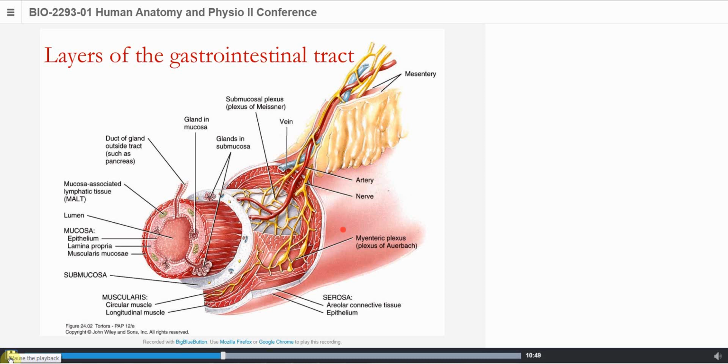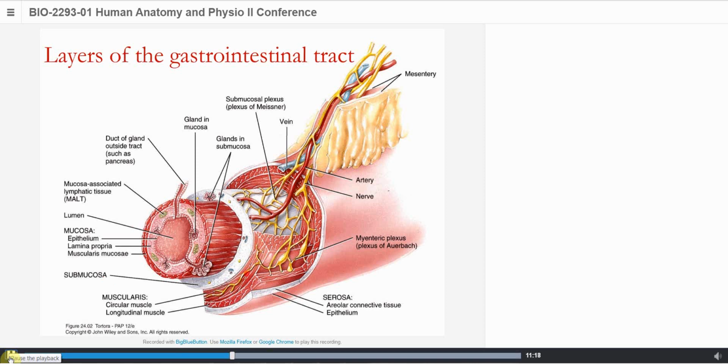Then the other layer we'll get to in a minute is the myenteric plexus. So then we have the muscularis as the next layer: mucosa, submucosa, muscularis. It's almost exclusively smooth muscle. It's involuntary, except for the ends, the external anal sphincter, and the upper portion of the esophagus, which is also skeletal muscle. You have control when you swallow. Everywhere else it's smooth muscle, and most of the time there are two layers.